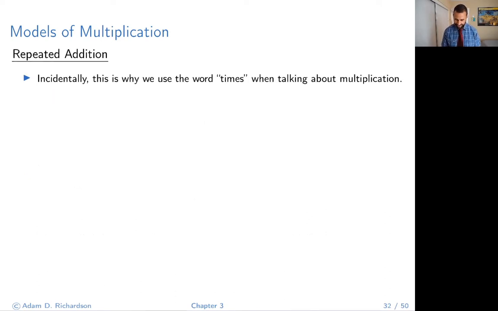There you go. Incidentally, this is kind of cool. This is why we actually use the word times when we talk about multiplication, because we're saying add something this many times. So when we say 3 times 4, it really means add 4 3 times. 3 times 4, it's 4 3 times. So that's why we use that word times. Here's how you can model, excuse me.